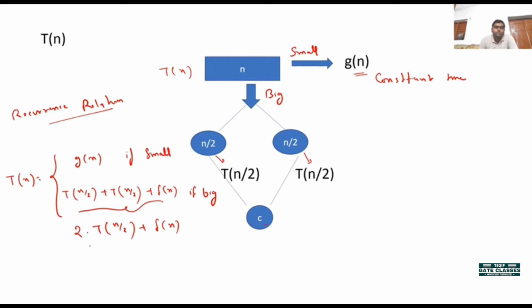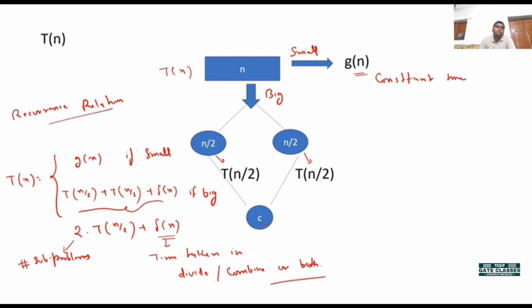So this 2 is the number of subproblems, and this f of n is the time taken in divide or combine, or both, whatever may be the case. So this is the general structure of the divide and conquer strategy.